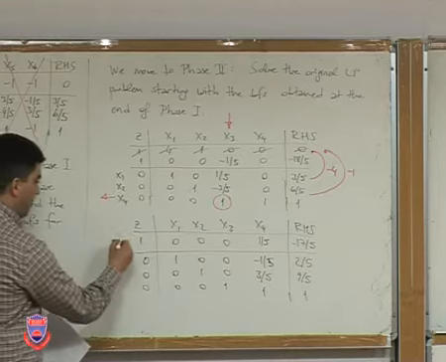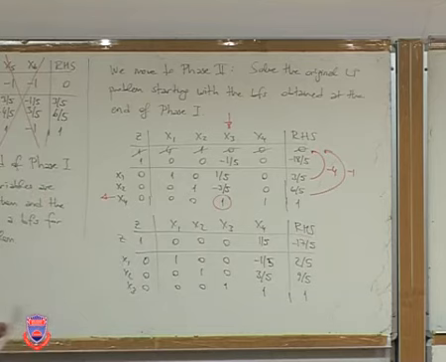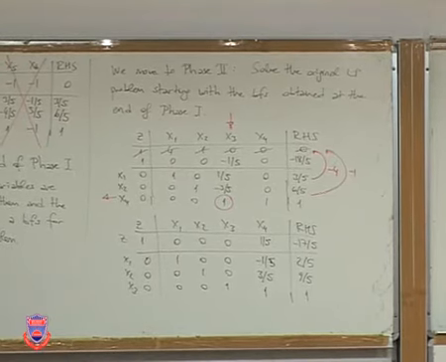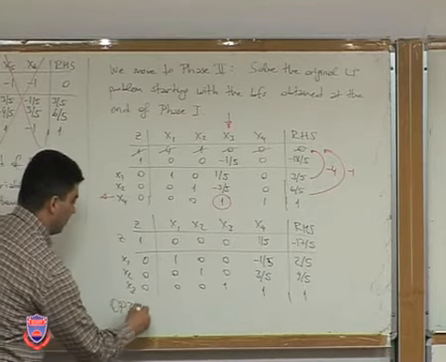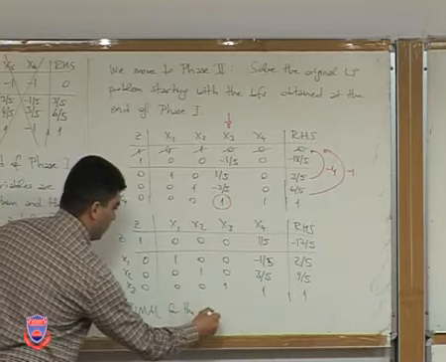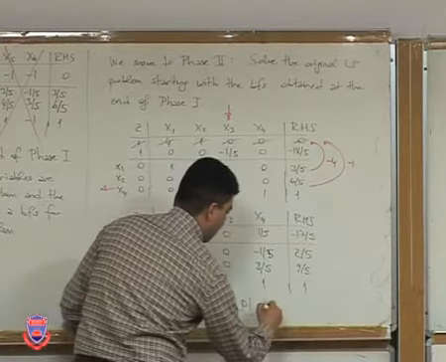What are the basic variables? I have z, x1, x2, and x3, right? All right, is this an optimal solution? Yes, there's no negative coefficient in row 0. So this is the optimal solution for the original LP problem. And this is precisely the end of phase 2.